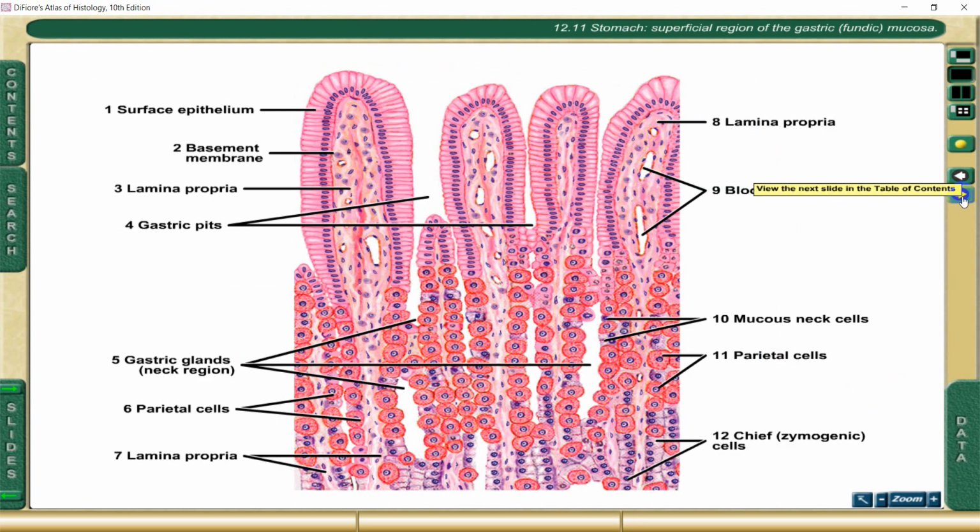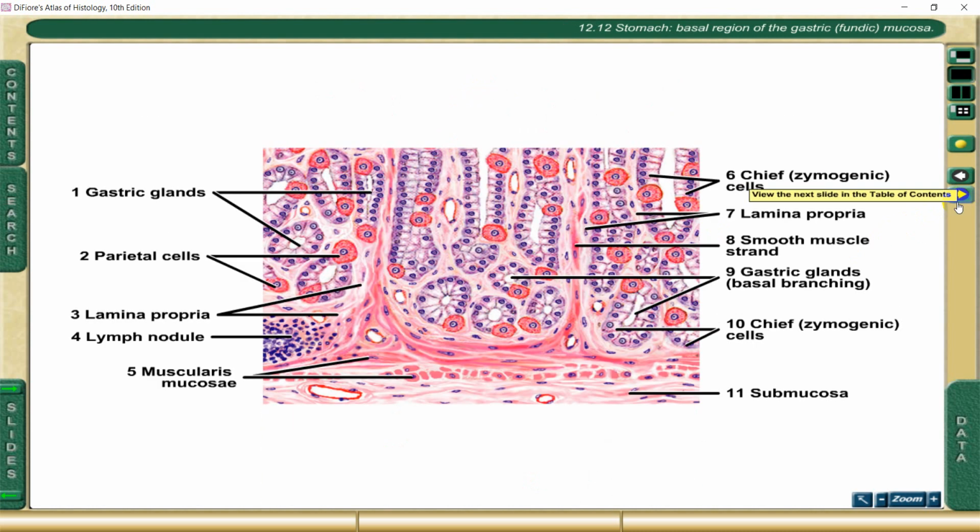This slide shows the simple columnar epithelium with the surface lining cell and the type of the cell and the gastric gland. The basal region of the gastric gland in the fundus region. We now show the types of the cells of the gastric gland, the parietal or chief cell.